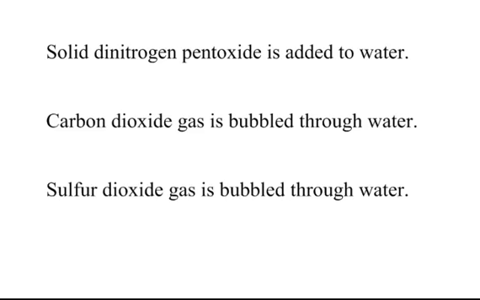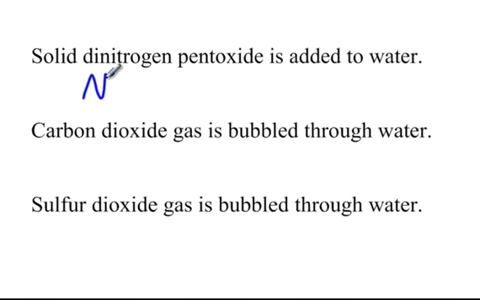Here we have non-metal oxides. So we have something like dinitrogen pentoxide added to water. And if metal oxides in water give you bases, then non-metal oxides in water give you acids. Let's take a look at what type of acid comes out here.